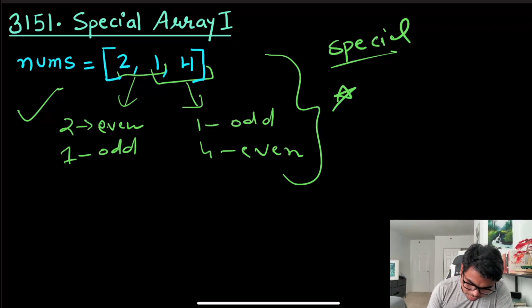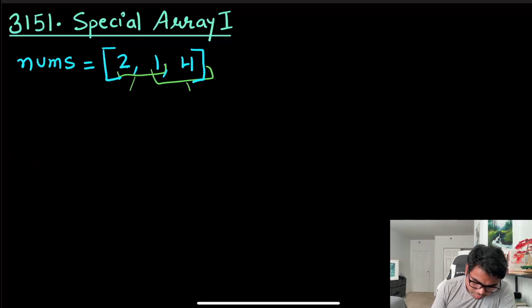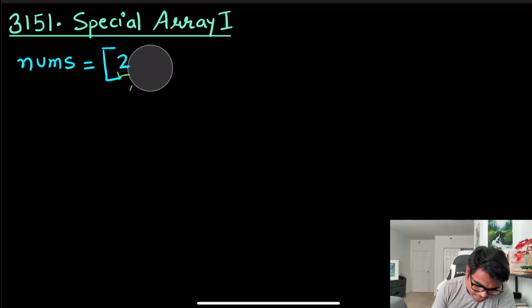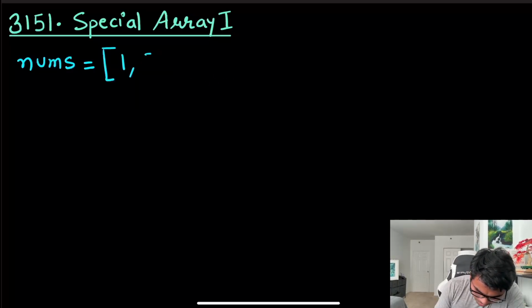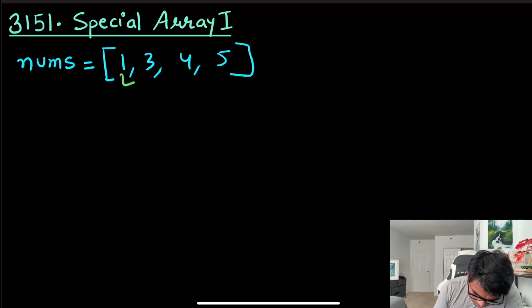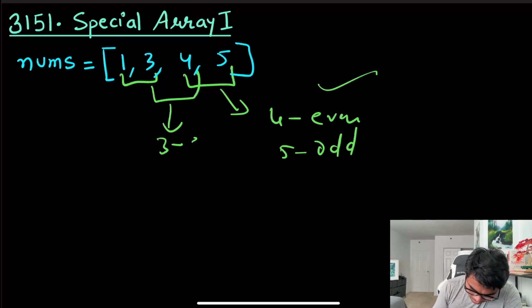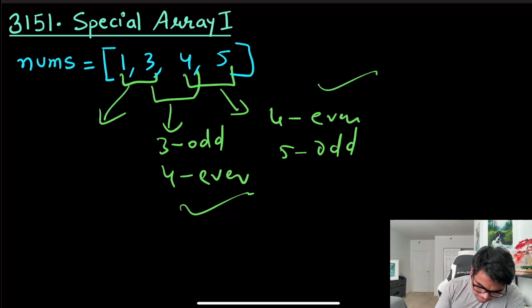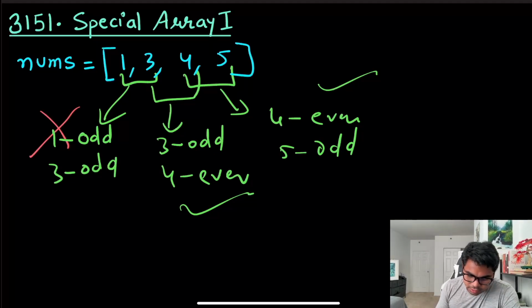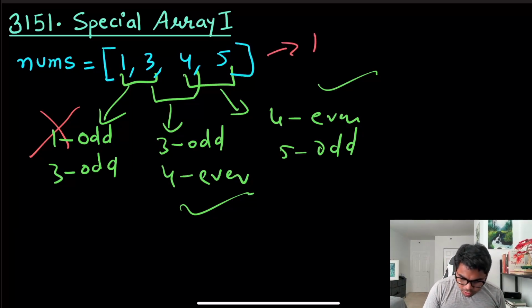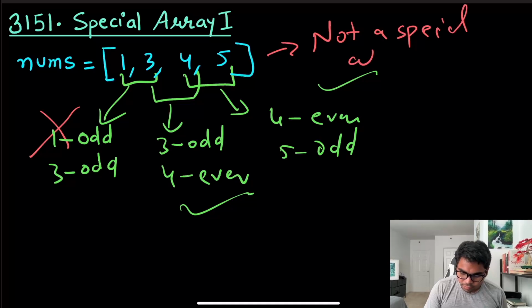If this array wasn't special, let's take an example of another array that is not special. Let's say I have 1, 3, 4, and 5. In this case, I have these two neighbors, and then these two neighbors, and then these two neighbors. Here 4 is even, 5 is odd, so this satisfies. Here 3 is odd and 4 is even. This also satisfies, but in this one, 1 is odd and 3 is also odd, so this one does not qualify under the odd and even parity condition. That is why this is not a special array.